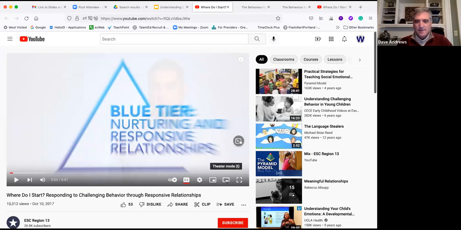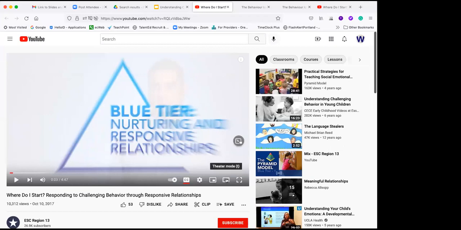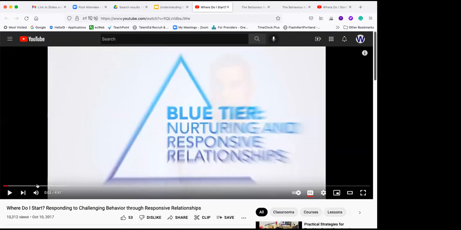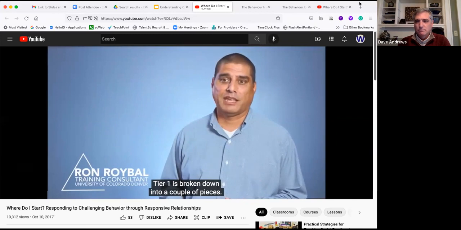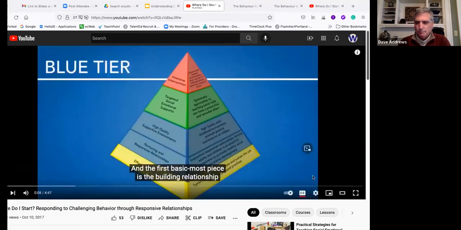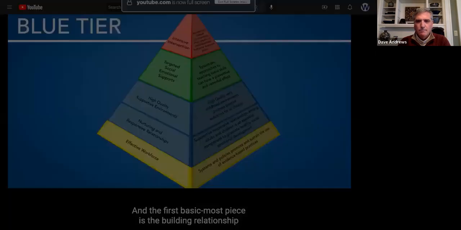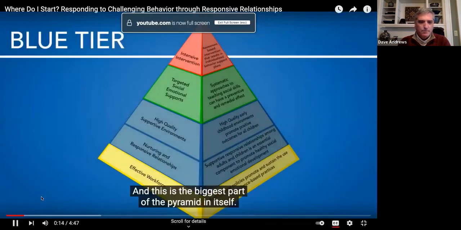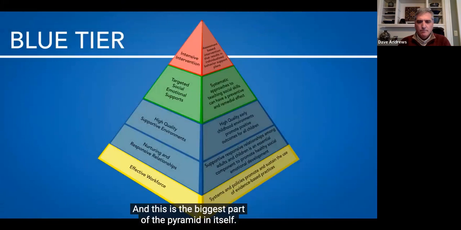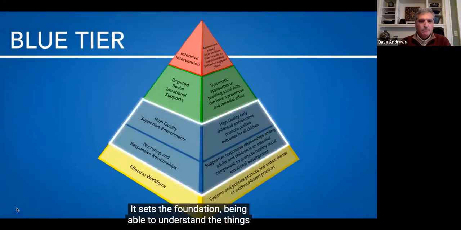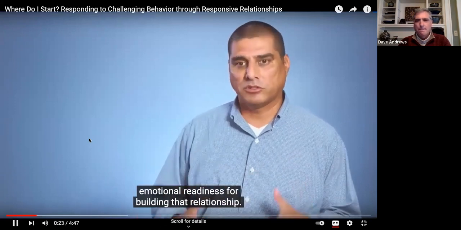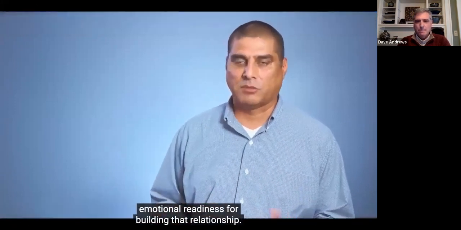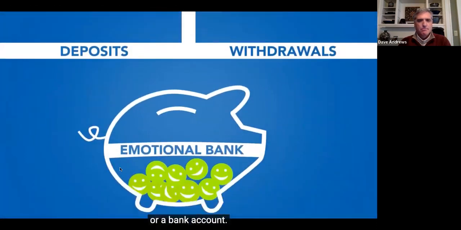All right, this is Ron. Tier 1 is broken down into a couple of pieces. And the first most basic piece is the building relationship piece. And this is the biggest part of the pyramid in itself. Sets the foundation, being able to understand the things that we do that take away from kids' emotional readiness for building that relationship. And we call this their emotional bank. And we think of this as a piggy bank account or a bank account.